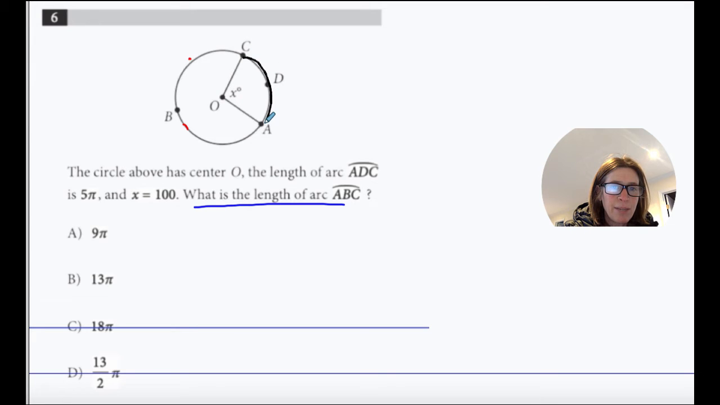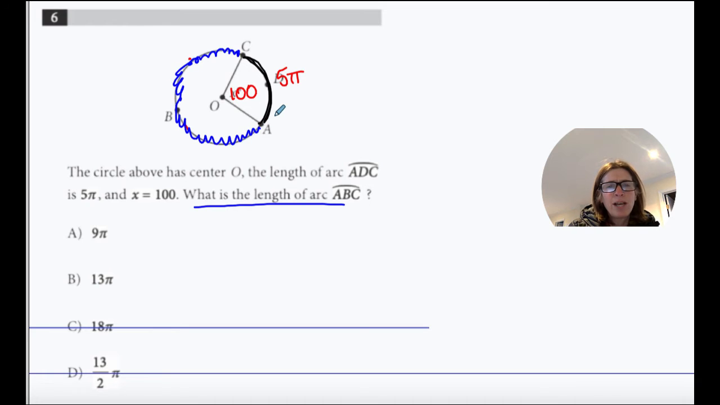Now what's interesting about that is that usually in a geometry class we would say if 3 letters were used, that's a major arc, and that's actually a minor arc because major arcs are greater than 180. So that could have been confusing. They also said that the arc length was 5 pi and the central angle was 100. And it says what is the length of arc ABC? So it's asking for the rest of the arc, the rest of the circle's arc.